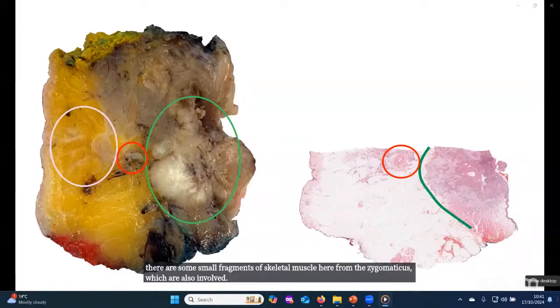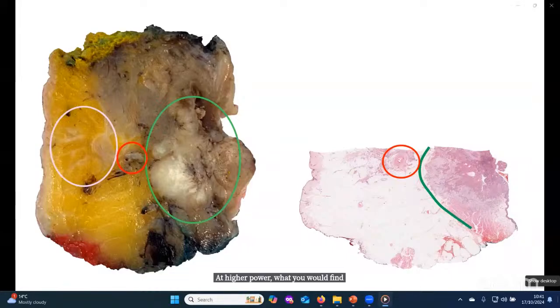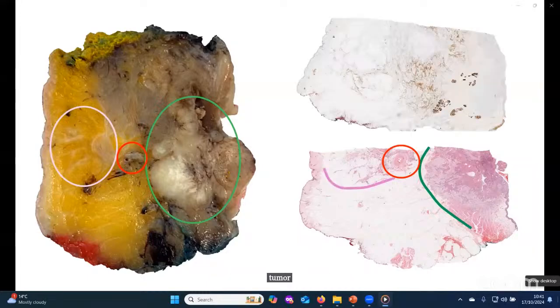At higher power, what you would find is a poorly differentiated carcinoma that looks distinctly different to the overlying oral cavity tumour. And cytokeratin 7 staining here, you'll see the oral carcinoma is negative. You have your lobules of minor salivary glands acting as internal controls, and this is a different tissue block to the H&E slide below, but you will see the extent of the adenocarcinoma in this tissue block.